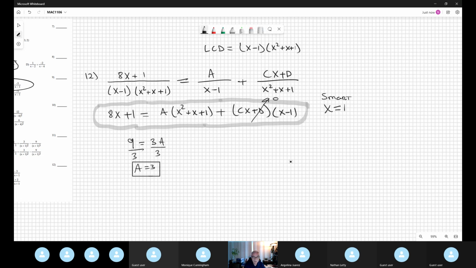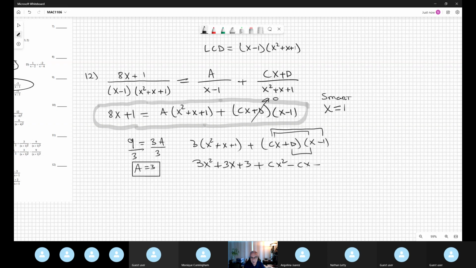When you manipulate, you know that A is 3. So actually it's 3x squared plus x plus 1. But I have no idea about C and D. Totally lost. But you FOIL. This is 3x squared distributed 3x plus 3, plus FOIL: Cx squared minus Cx plus Dx minus D.